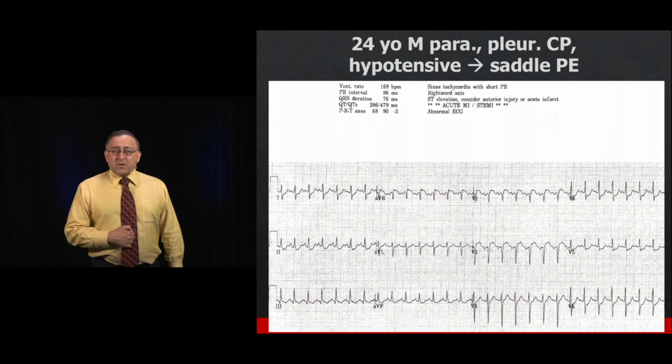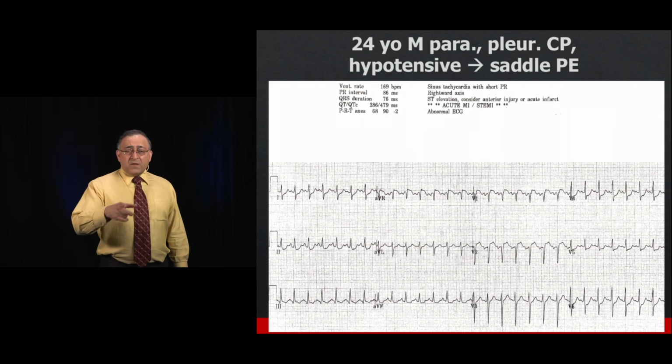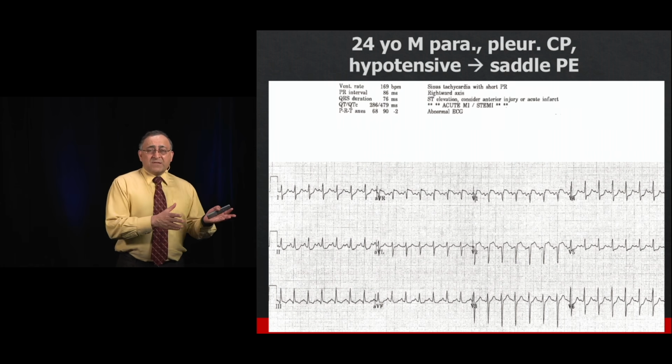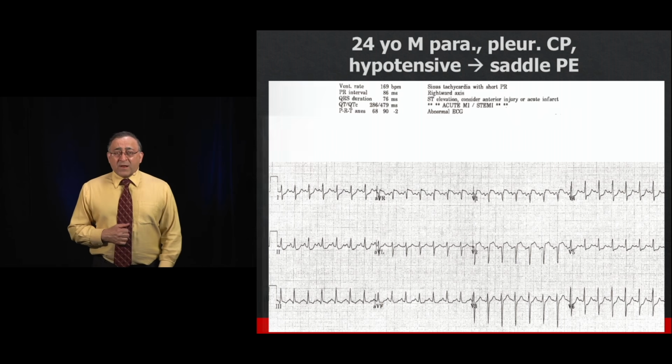Here's another one. Look, the computer doesn't know any of this stuff. The computer's going to call it a STEMI. But there's ST elevation, V1, V2, and AVR with the rightward axis. Think PE. STEMIs don't tend to produce a big rightward axis like this.